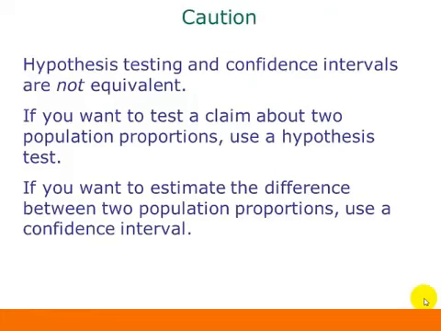Be careful with this because there is a difference between hypothesis tests and confidence intervals. Confidence intervals, for one thing, are always two-tailed, while hypothesis tests can be one-tailed, just as in the last hypothesis test we just did. So they are not always the same. If you want to test a claim about two population proportions, you should use a hypothesis test. If you want to estimate the difference between two population proportions, in that case you should use a confidence interval.